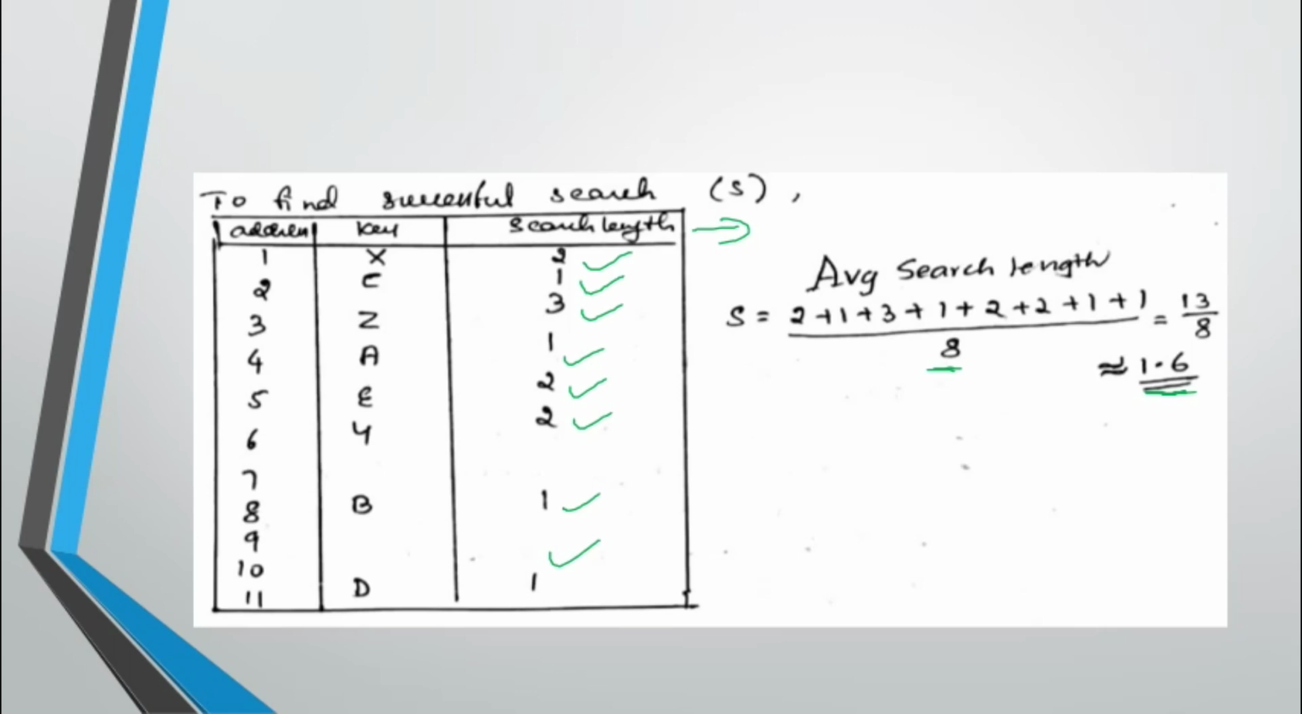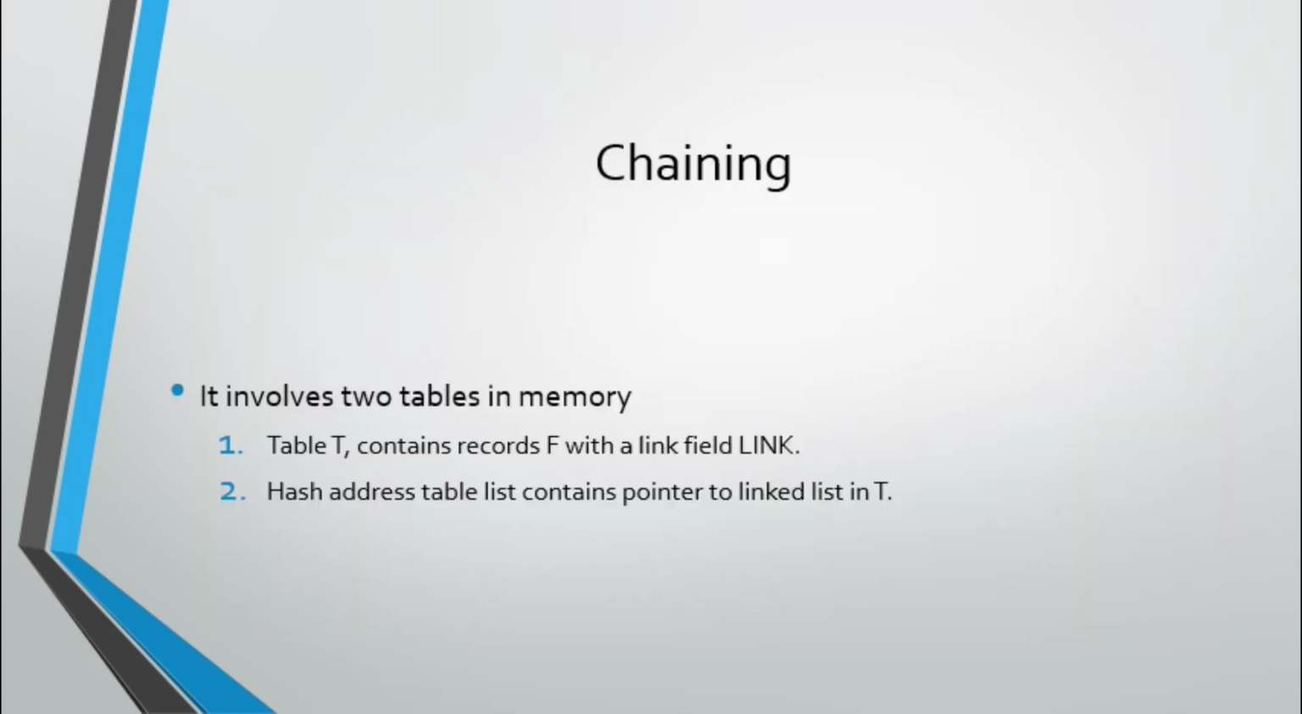Next we'll understand one more algorithm, called chaining. This chaining is also used to resolve collisions. Whenever a collision comes, chaining is used. What is the difference between chaining and linear probing? In chaining, what we do is create linked lists. So let us understand chaining in detail.